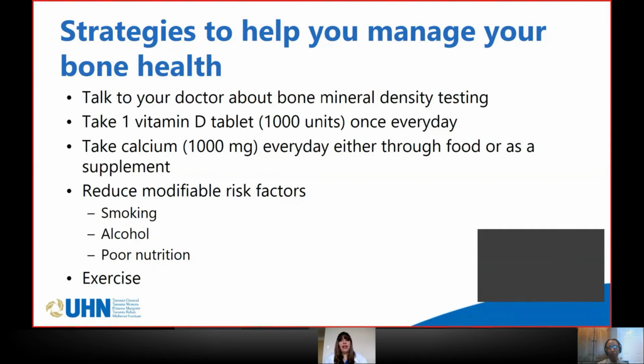And then we can look at risk factors that we can help modify. So things like stopping smoking and alcohol, improving our diet, and exercise, particularly weight-bearing exercise, if your doctor thinks that would be okay for you to do.